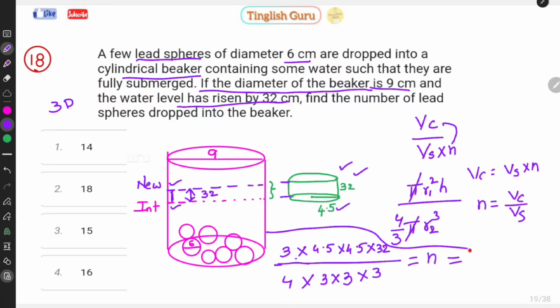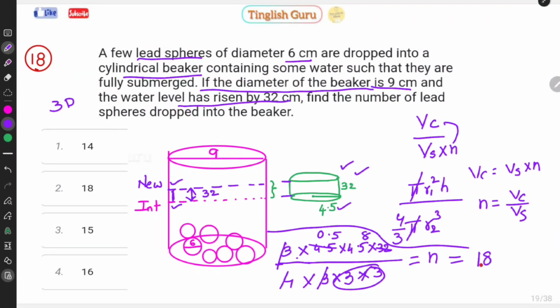On solving, we will get 3 and 3 cancel, and 4 and 32 means 4 8 32, and 3 and 3 will be 9. So 9 5 is 45 means 9 0.5. Our n value will be 18 after solving. Option 2.